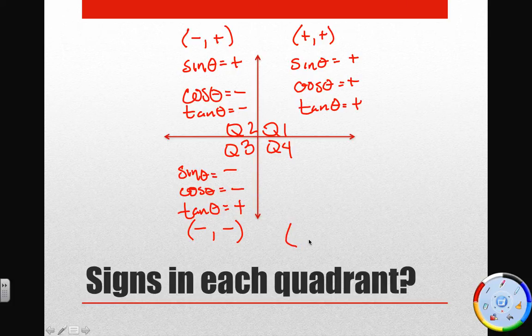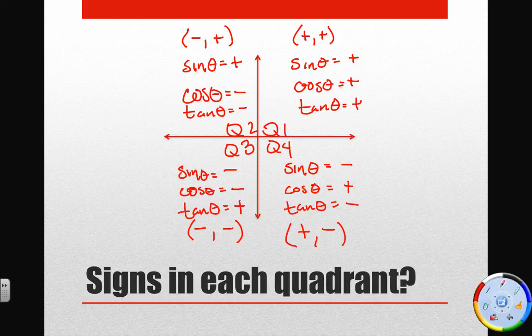And then lastly, let's look at quadrant 4. So this is a positive x coordinate and a negative y coordinate. And sine of theta is y over r, so it's negative. Cosine of theta is x over r, so it's positive. And tangent is y over x, so it's negative.